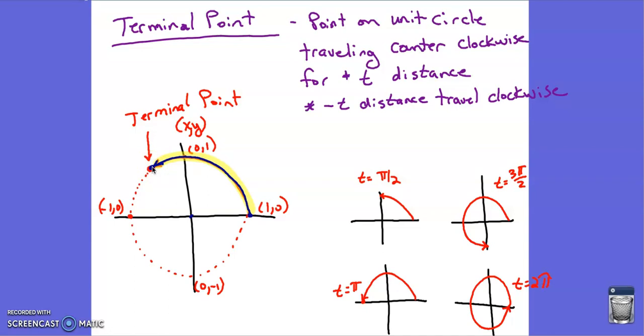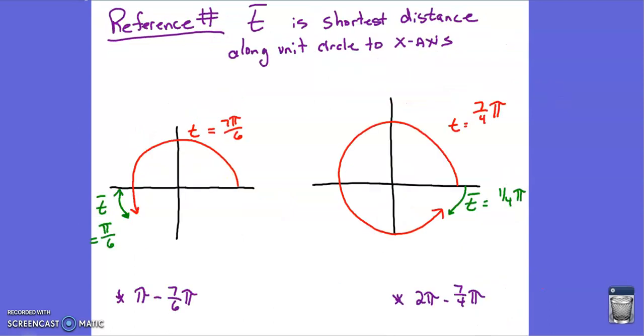Some common examples that we're going to be talking about: if t is pi over 2, and of course we remember the radians on the unit circle, so pi over 2 is basically 90 degrees. If this was going from here to here, this would be pi over 2. That's the terminal point. Or all the way to pi, 3 pi over 2, and then all the way around the circle, 2 pi. So again, the terminal point is the ending point on the unit circle.